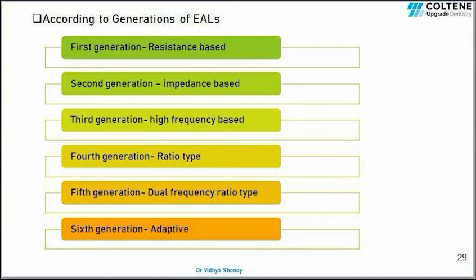This is another classification of electronic apex locators based on generations. The first generation is resistance based, second is impedance based, third is frequency based, fourth is ratio type, fifth is dual frequency ratio type, and sixth is adaptive type. I'll discuss each generation individually in the coming slides.